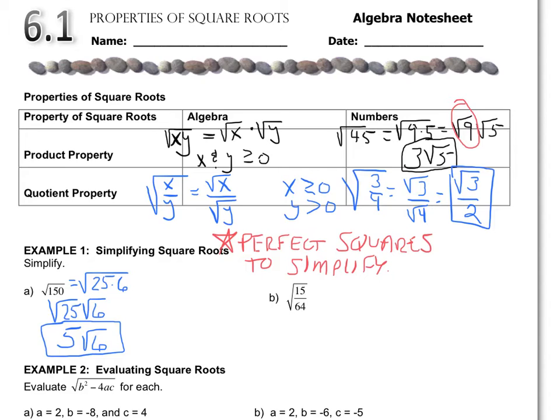On the second one, I would take the square root of 15 over the square root of 64, and that's just going to be the square root of 15 over 8.